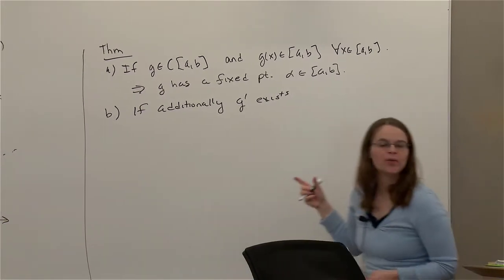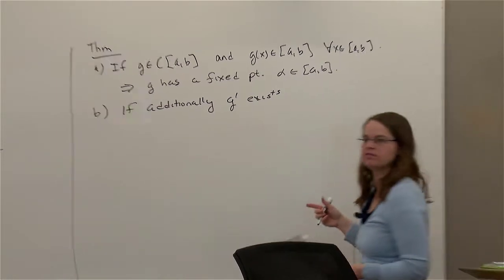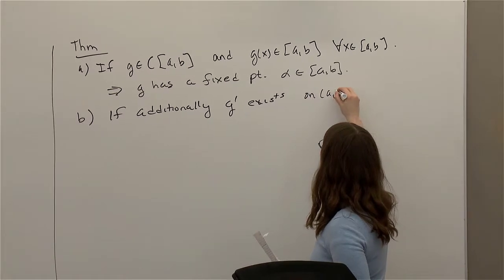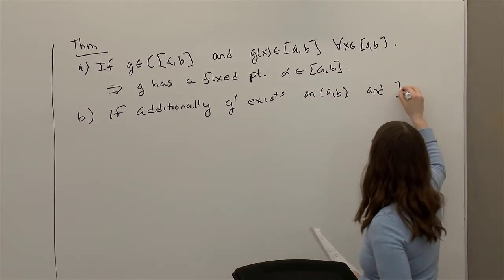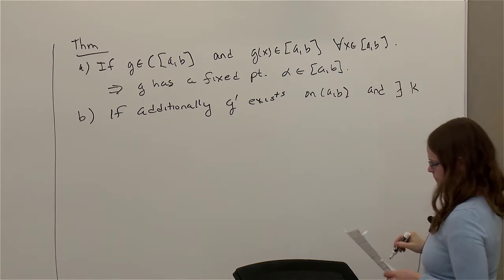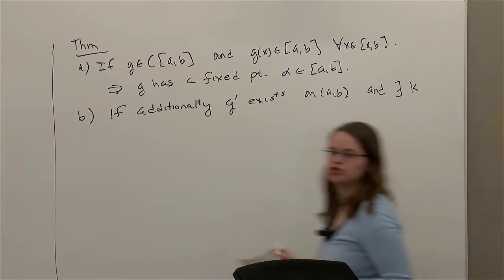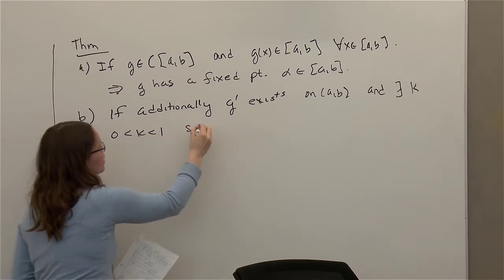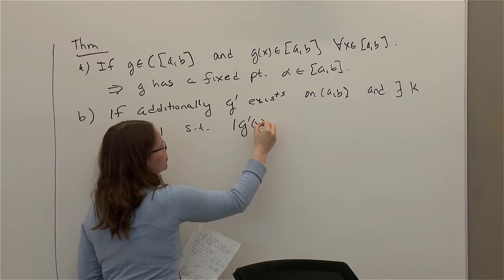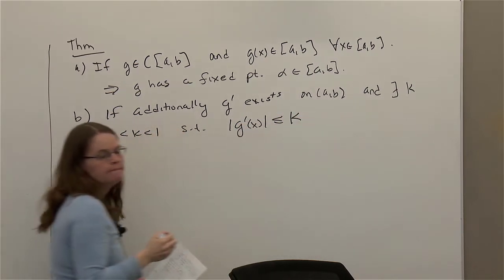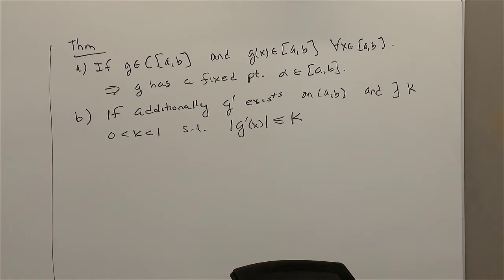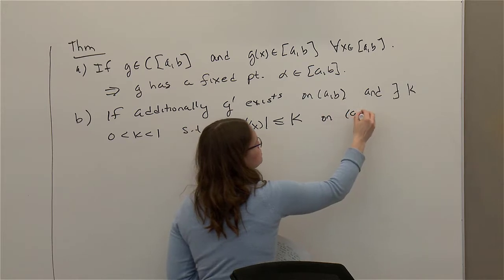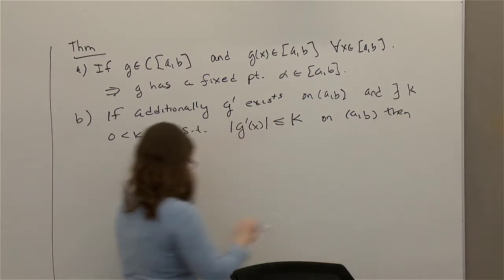And again, I'll draw you a picture, and as soon as you see the picture, you'll say, oh, that makes sense. So if additionally g prime exists on this interval, and there exists some constant, and the constant should be between 0 and 1, such that the magnitude of g prime is always bounded by k. Okay, so g prime is strictly less than 1 everywhere. Okay, if this is all true, then the fixed point is unique.